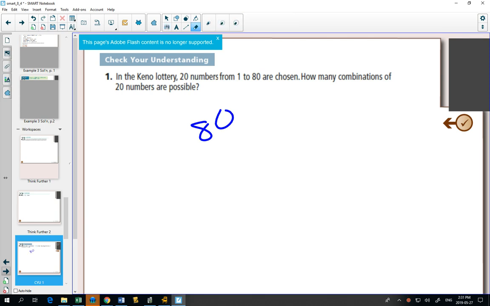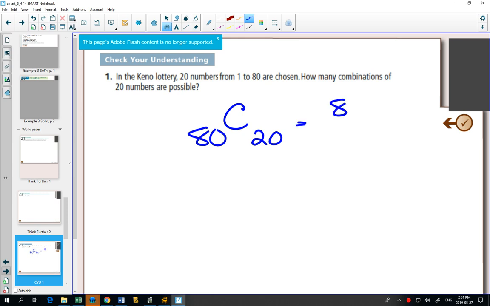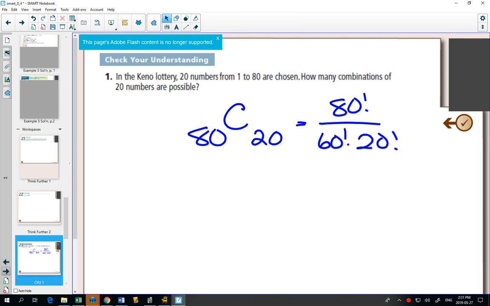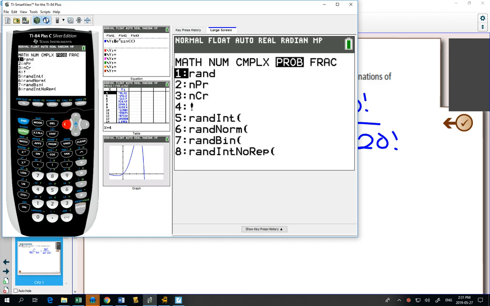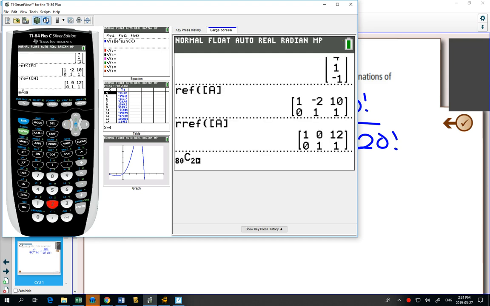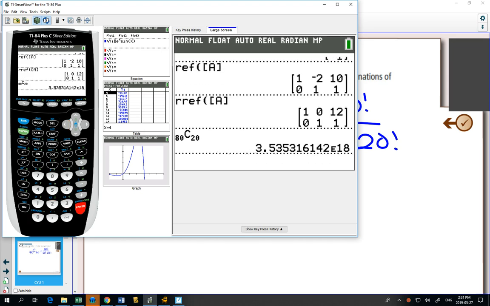And so we go, wow, 80s. 80 choose 20. So we write the 80 and the 20 small. And we would go on our calculator to find out where that is. Of course, if we write out from the formula, the bottom two numbers again add up to the one on the top. But on your calculator, you can go 80, hit the math button, over to probability, and choose 20. And we get a very large number, 3.53. And they see that e to the 18 at the end. That means scientific notation times 10 to the 18.